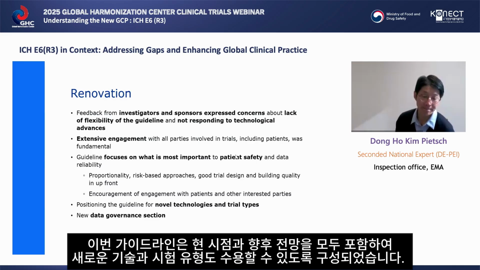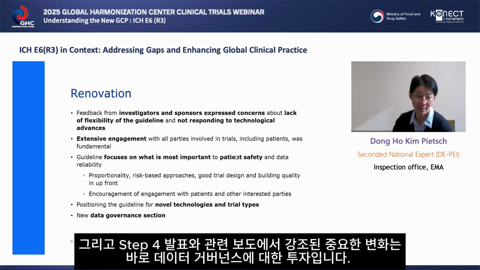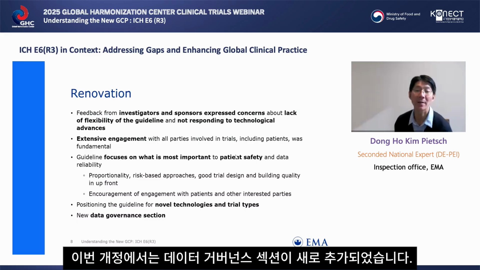The expert working group also made efforts to position the guideline so it embraces and is ready for new, novel technologies and trial types, now and as can be foreseen in the future. And one thing which has been highlighted in the step 4 presentation and other news is the data governance involvement. So there's a completely new data governance section in this rewrite as well.